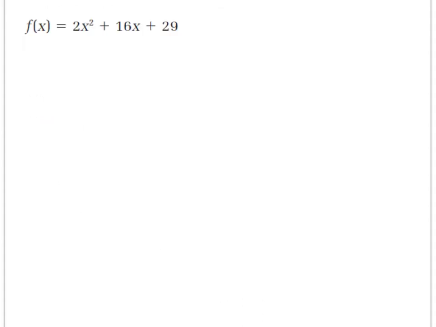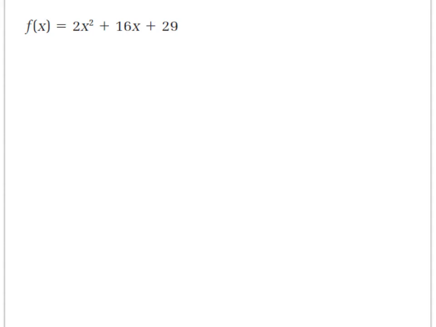In the next example, we have the function f of x is 2x squared plus 16x plus 29. First, we have to find the inverse function. There are two ways we can find the inverse function. One method is, since we are dealing with a quadratic and we need to isolate x, we can use either completing the square or the quadratic formula. Let's try both of them and see what will happen.